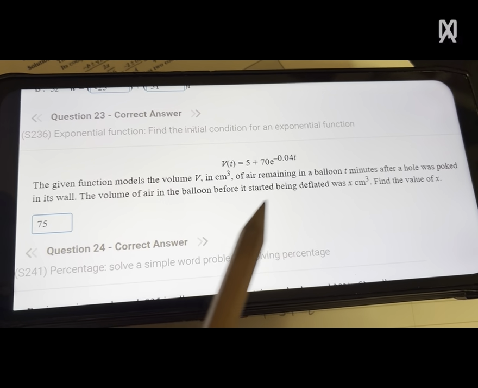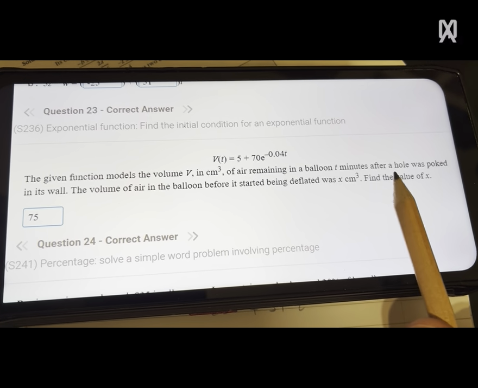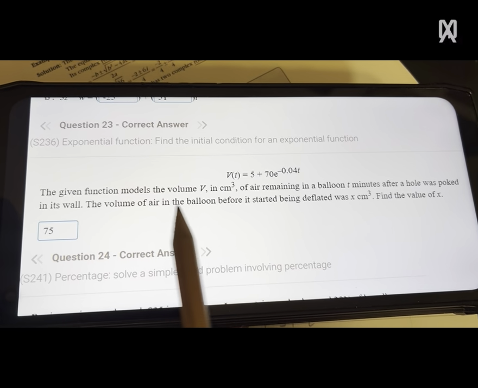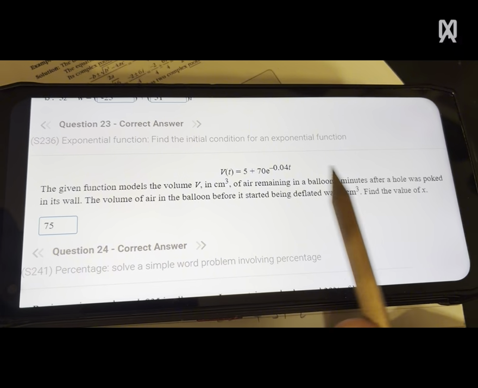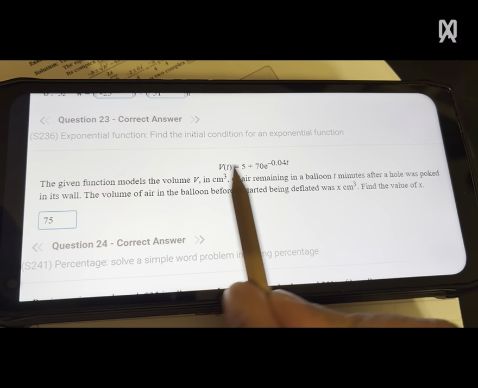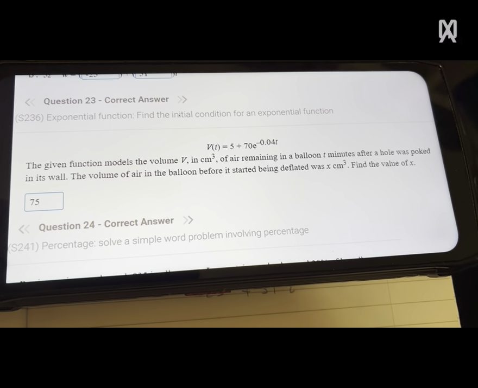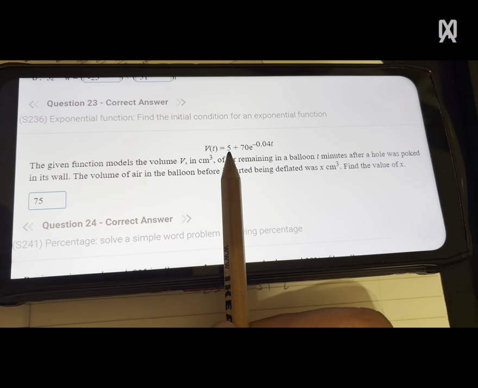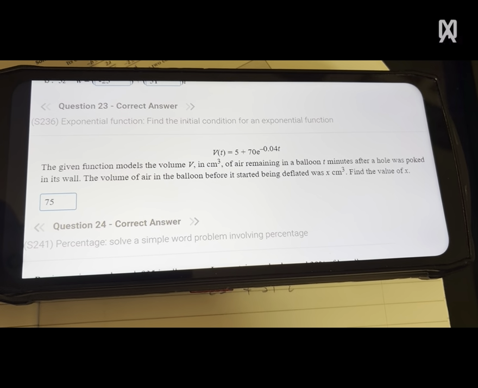He's giving you this function, and he says this function models the volume V in cubic centimeters of air remaining in a balloon t times after a hole was poked in its wall. The volume of the air in the balloon before it started is x. Find the value of x. Before I poke the balloon, the time is 0 because there is no air going outside the balloon. So when t is equal to 0, e to the power of 0 is equal to 1. So this will be 70 plus 5, so 75. So at time 0, the volume was 75.